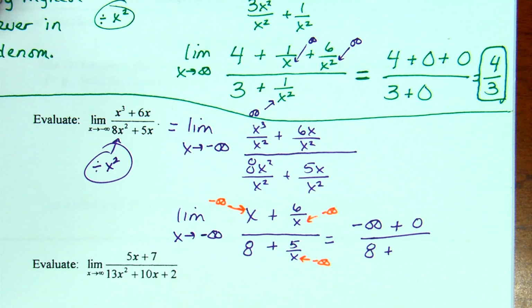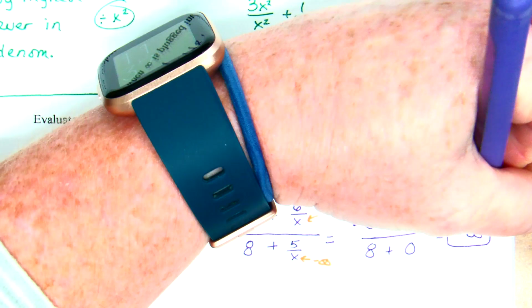Over 8, which is 8. 5 divided by negative infinity is 0. So I essentially end up with negative infinity over 8. Which is equal to what? Negative infinity. If we had been plugging in positive infinity, it would be equal to positive infinity.